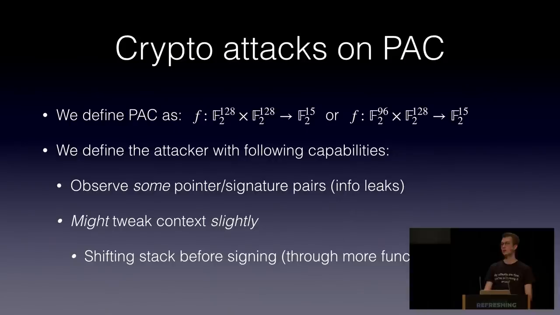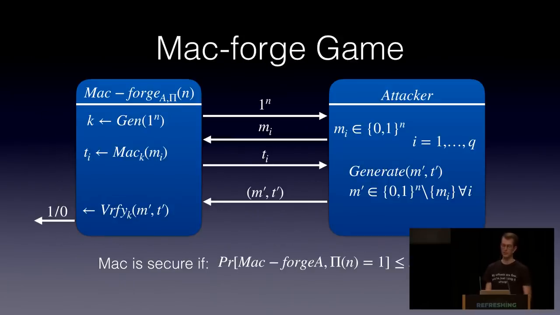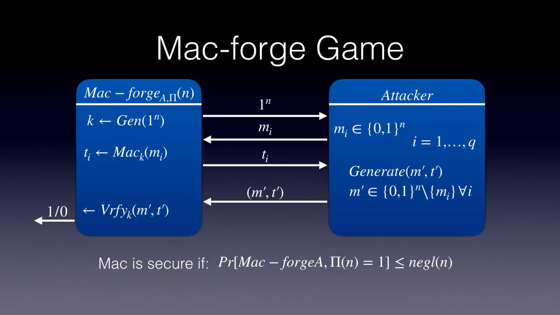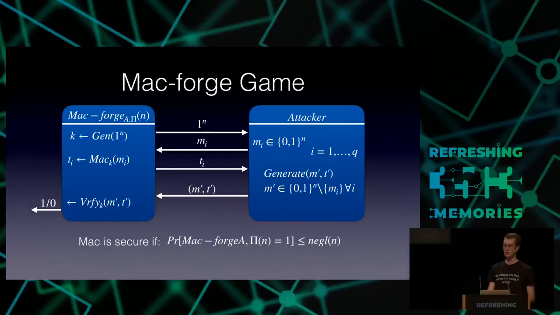Because you cannot choose your message yourself. Well, if you take a look at the game for a secure MAC, the attacker can choose up to Q messages, sending them over, and he can do whatever he wants with those messages and get a signature, while the PAC attacker can see only a very limited amount of messages and their matching signatures, and he has little to no influence on these messages. Right, thank you. Okay, so it's a bit weaker. Okay, that's the point. Just that it's weaker. Thanks.